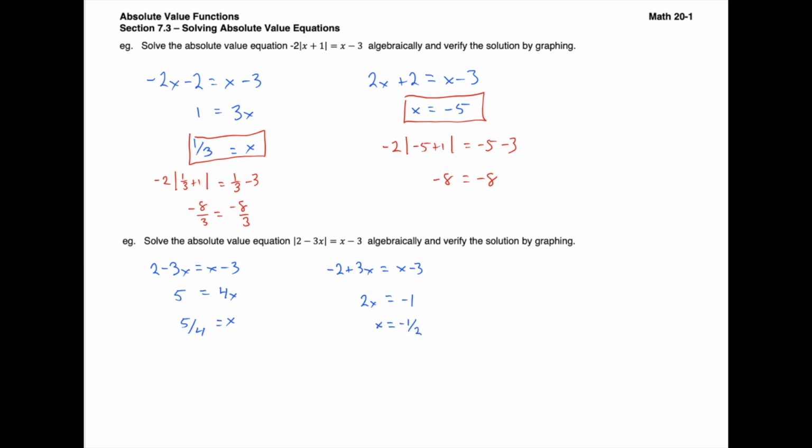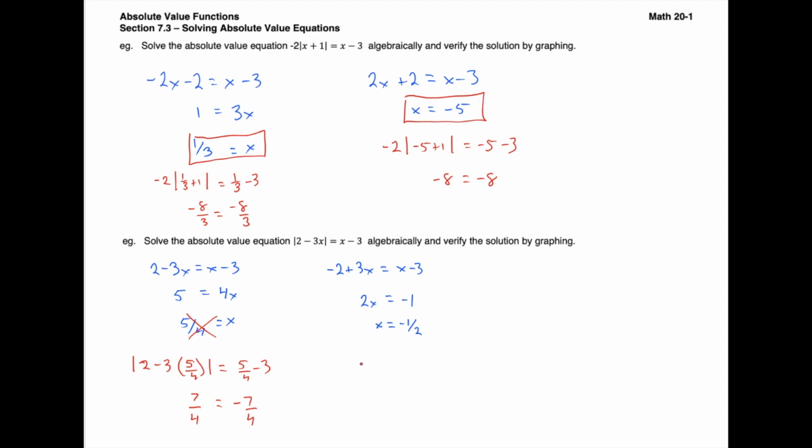Now I'm going to check both of those as potential solutions. So we go back to our original equation. I take the absolute value of 2 minus 3 times 5 over 4, close the absolute value sign, and then I get 5 over 4 minus 3. Now if I solve each of these, I'm going to get 7/4 on this side. It'll be positive 7/4, but on this side I'm going to get negative 7/4. So the value is the same, but the signs are different, and so this is not a solution because I don't get the same value on either side.